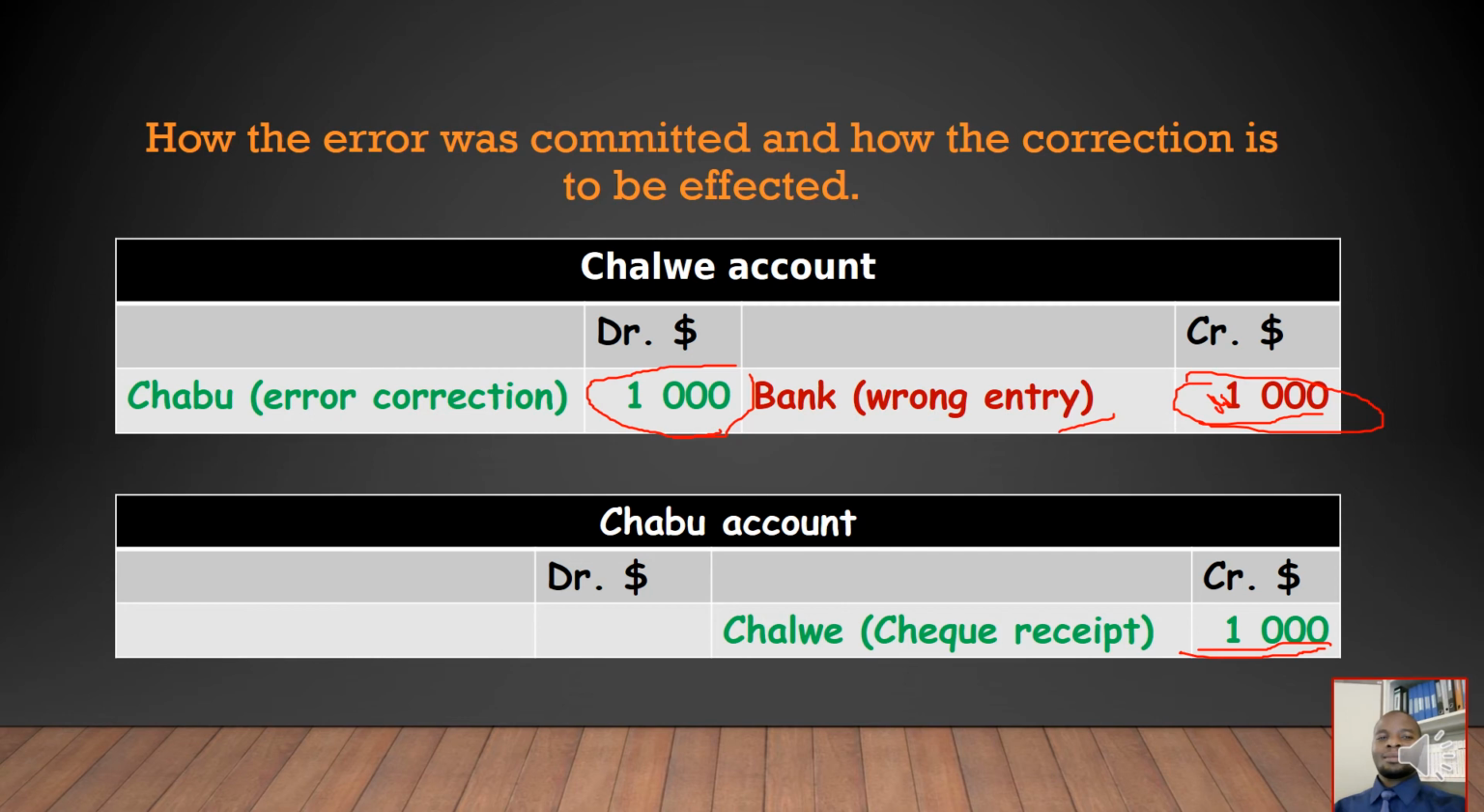So this is an account of a debtor who is making a payment. So the debtor is supposed to be credited because the debtor's account is reducing. Rules of addition and subtraction in ledger accounts: the debtor's account, which is an asset, is reducing. Therefore, we need to credit. So we are crediting Chabu account.